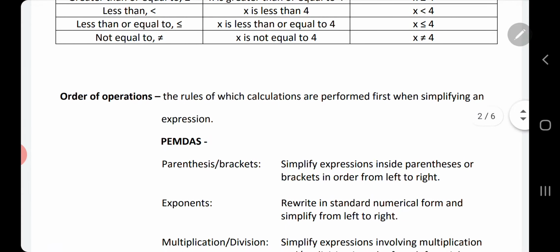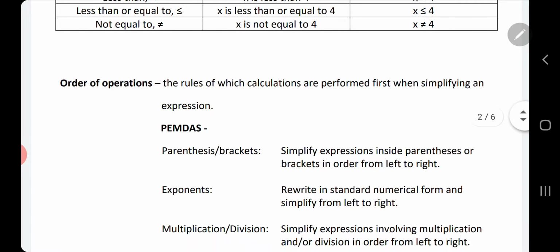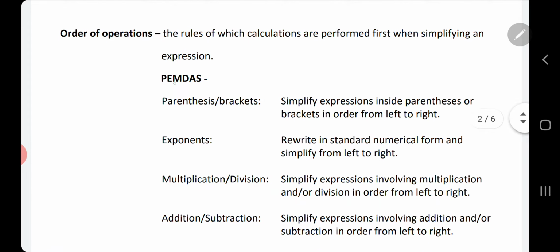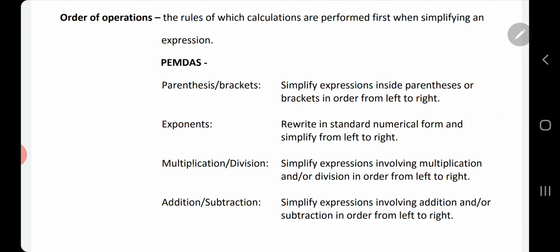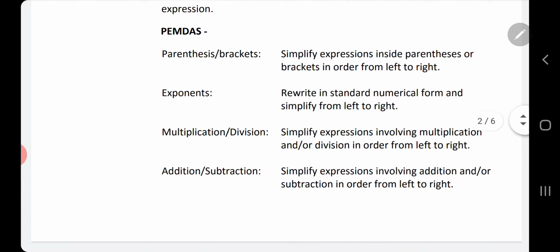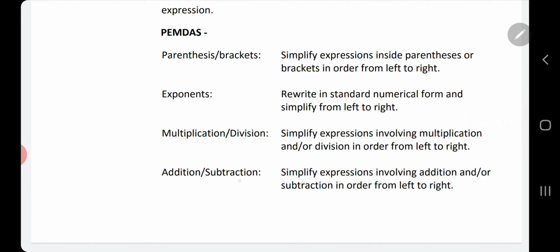Let's not forget our order of operations, which are the rules of which calculations are performed first when simplifying an expression. Usually we use what we call PEMDAS, where we go parentheses and brackets first, then exponents, then multiplication and or division, and addition and or subtraction.